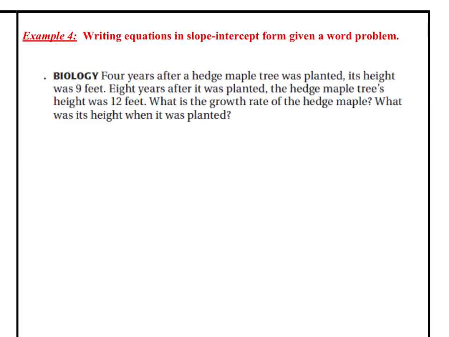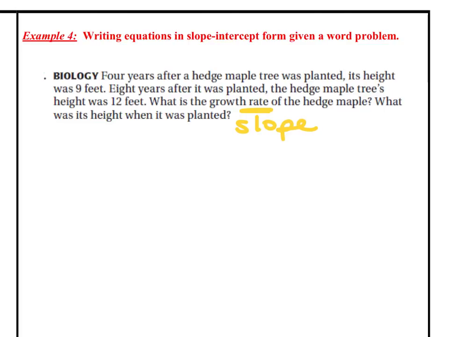Last problem is actually easier than you might think. Let's go ahead and read it. We're going to write an equation from this word problem. 4 years after a hedge maple tree was planted, its height was 9 feet. 8 years after it was planted, the hedge maple tree's height was 12 feet. What is the growth rate of the hedge maple? Growth rate. Remember, rate is slope. Rate of change. What was its height when it was planted?